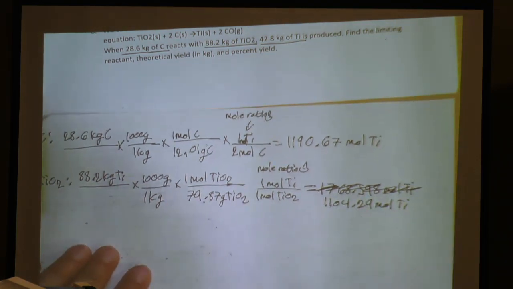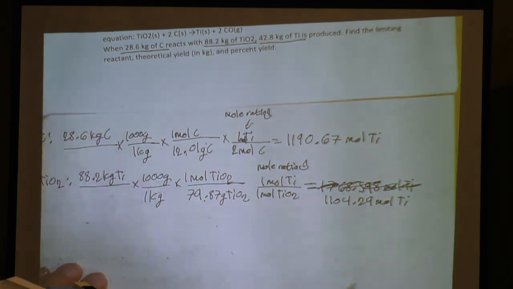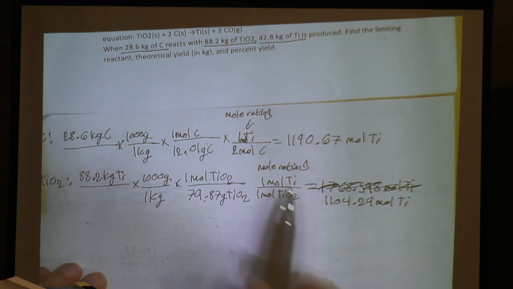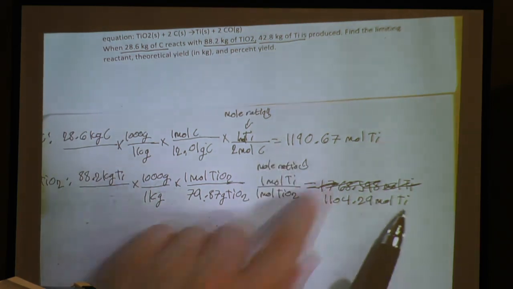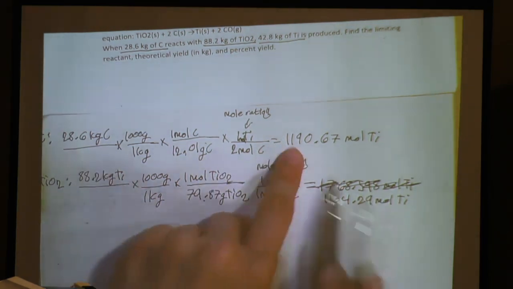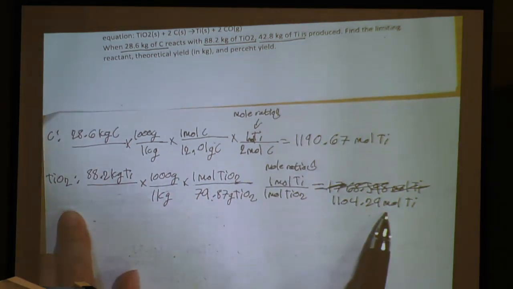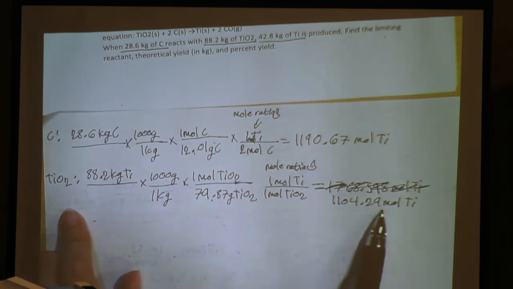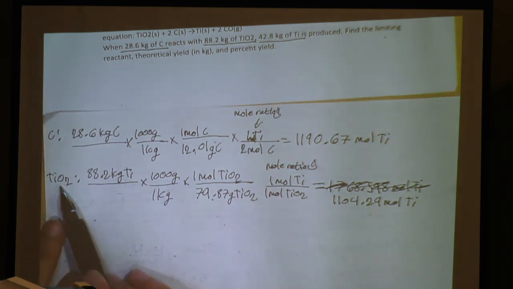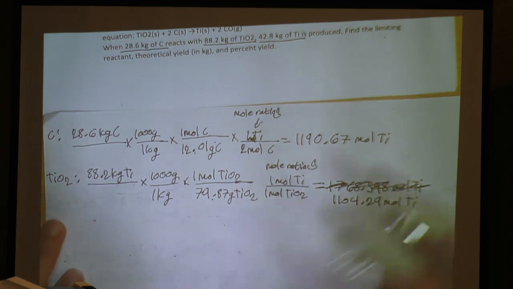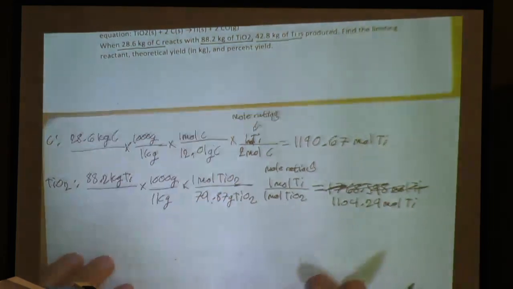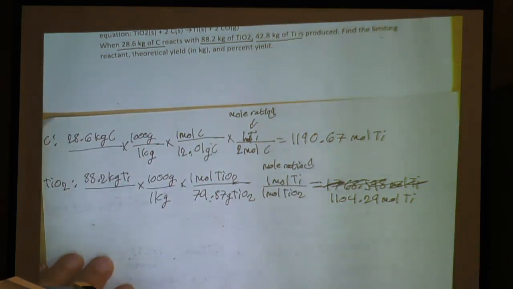So what's our limiting reactant here? In this case, it would be whichever one caused us to produce fewer moles of titanium. Carbon was able to produce this much titanium, whereas TiO2 allowed us to produce this much titanium. Because this is a smaller number, it means that TiO2 is our limiting reactant. Does that kind of make sense?